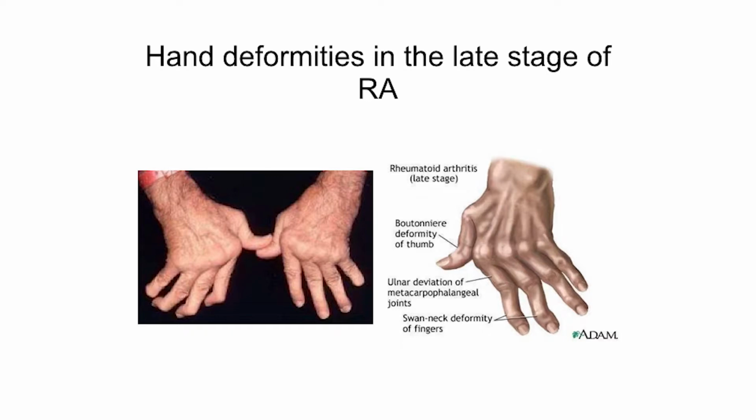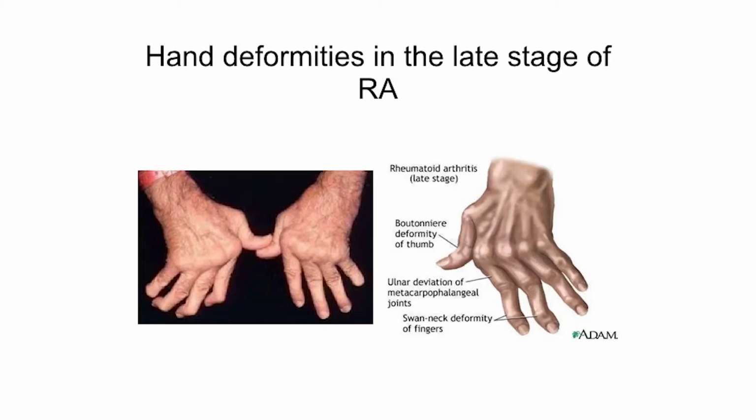Hand deformities in the late stage of rheumatoid arthritis are due to the destructive nature of rheumatoid arthritis and the effect of it on the joints. So here in the thumb, we often see hyperextension of the thumb, and that's called a boutonniere deformity. The finger joints are usually skewed away from the thumb, and that's called ulnar deviation, and that's due to the destruction at the metacarpophalangeal joints.